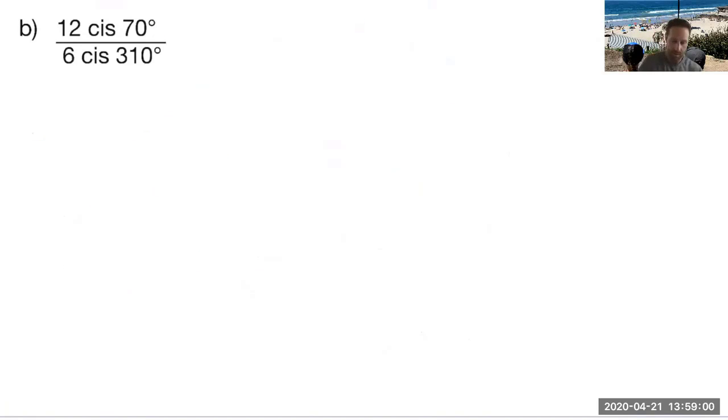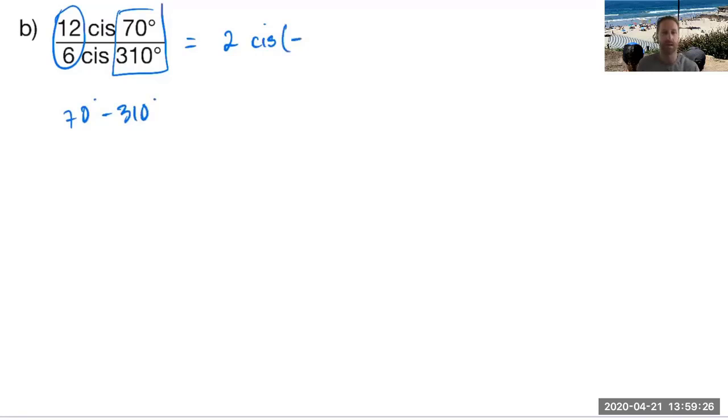So here we go. We're going to take the 12 over 6, which we know is 2. We will keep the cis. Only thing you got to be careful of is the angles. That's the one thing that doesn't kind of hold true to all of this, which is why I took the time to actually derive the product, not the quotient theorem. So in this case, we're going to have to take the top and subtract the bottom, which right away you should know that that's definitely a negative.